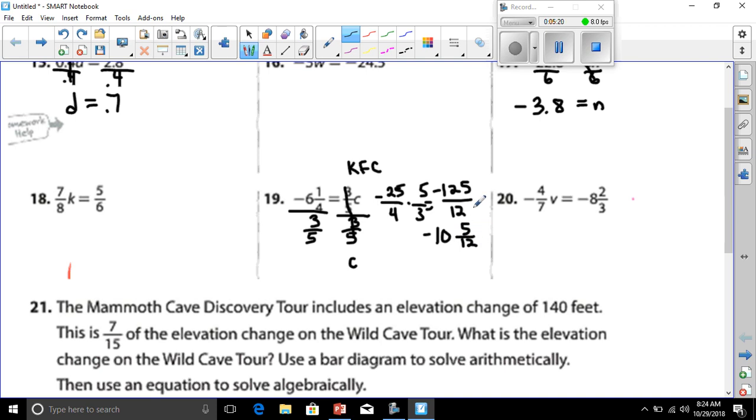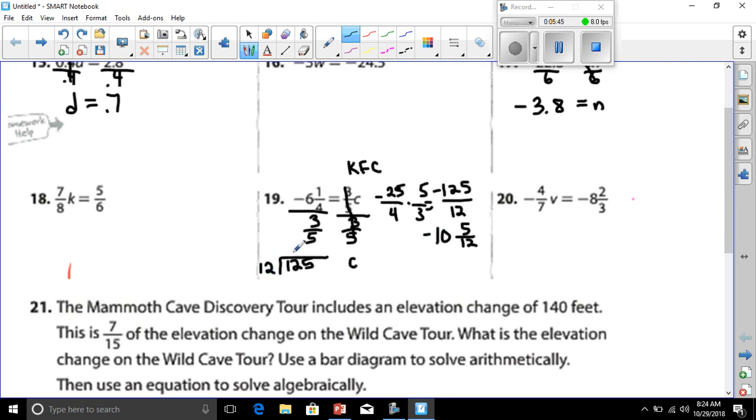So the answer to my problem, and for those that didn't get that, I'm going to work it out over here. 125 divided by 12. You see where we got the 125 from. Remember, every fraction is really a division problem. Top number divided by the bottom number.